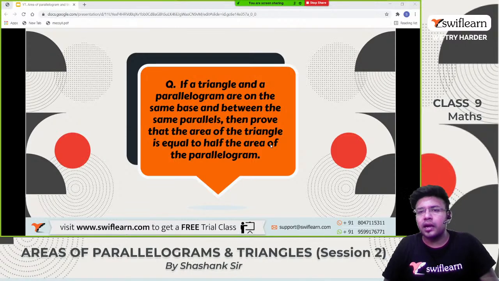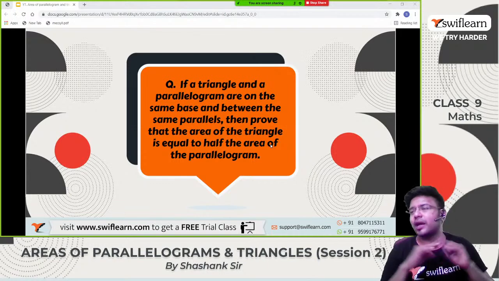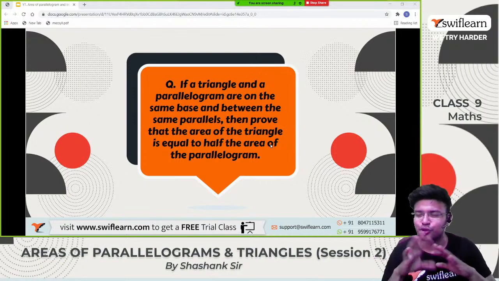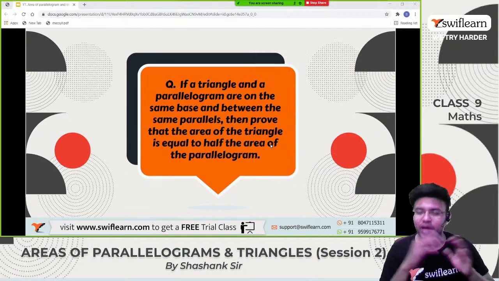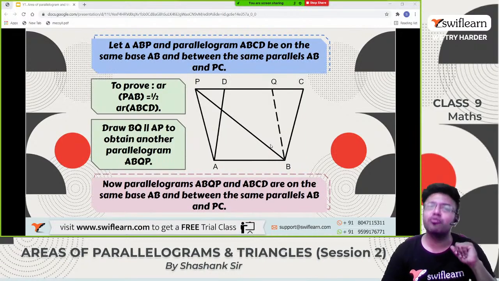If a triangle and a parallelogram are on the same base between the same parallels, then prove that the area of the triangle is equal to half the area of the parallelogram. Yes, the area of the triangle is half of the parallelogram, that we have to prove. Actually, a few minutes back I showed you that diagram illustration. We take a triangle, take the same triangle and flip it, we get a parallelogram and the area is half. So let us prove that again.